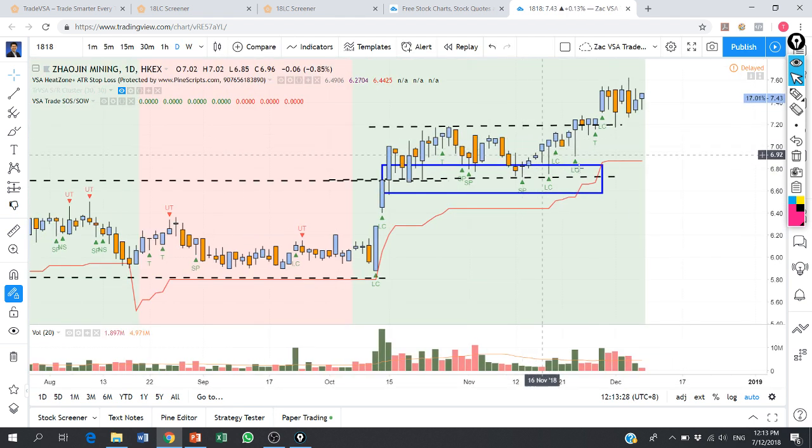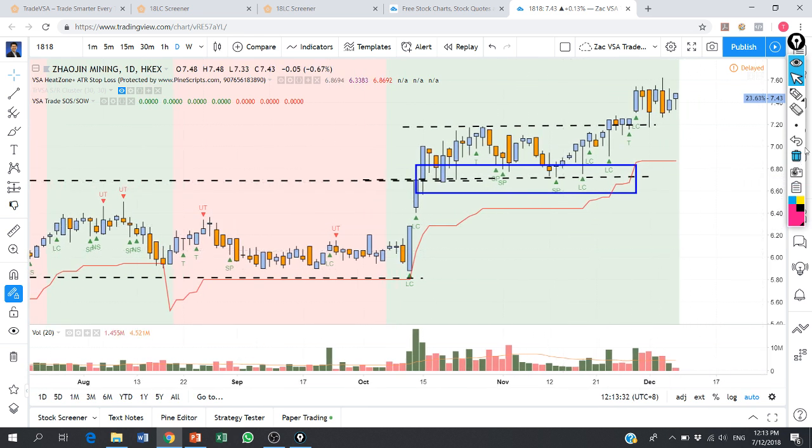Zhongqing Mining is still holding pretty well at the reaccumulation level. Again, a very similar pattern. This is stage 1. This is reaccumulation, and now it broke up again with high volume. Now it's moving sideways again. So this is another reaccumulation level, which is nice.